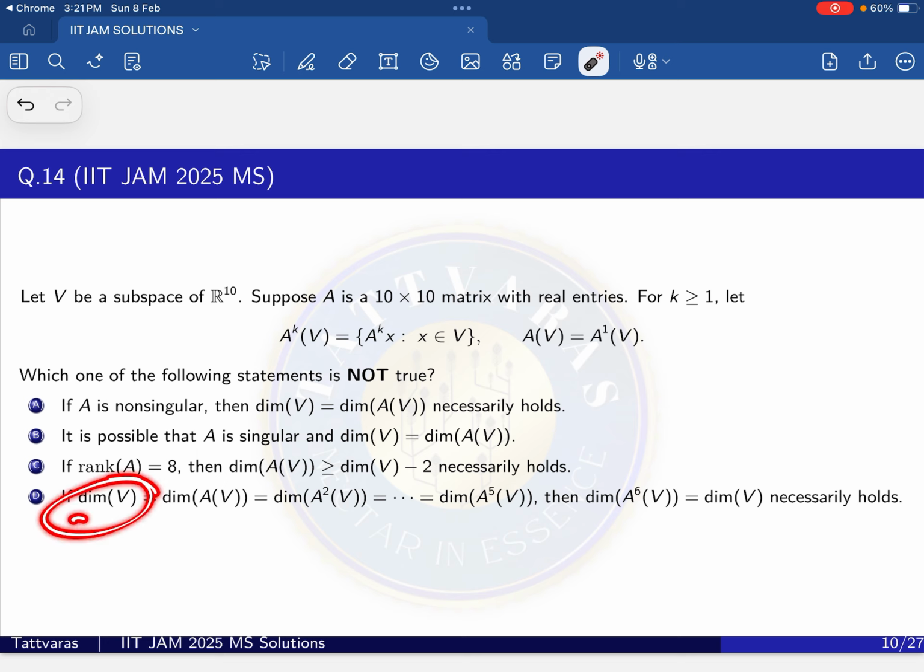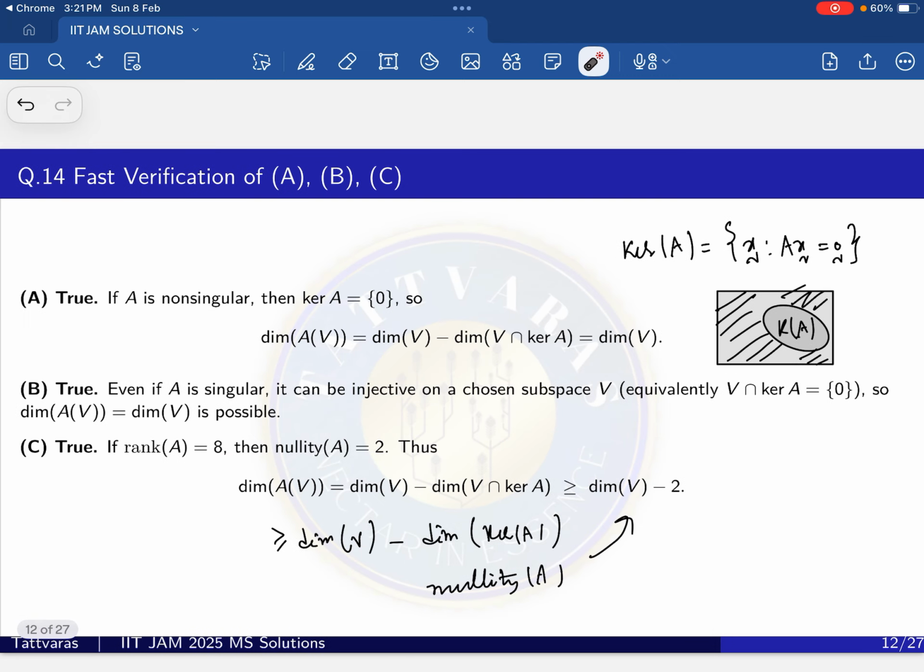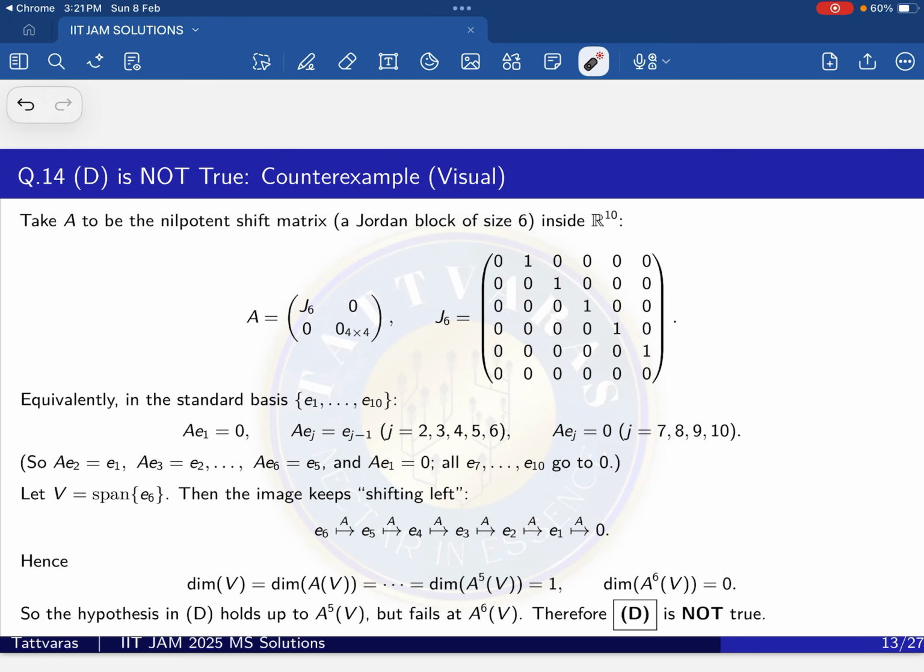It says that if dimension of V equals dimension of AV equals dot dot up to A^5 V, then necessarily dimension of A^6 V should be equal to dimension of V. So that means you are taking higher powers of A, and all the image spaces have the same dimension up till 5, A power 5. Then you are concluding that for A power 6 also you should have the same dimension. The dimension should be retained, but that is not true in general, and that is shown by this counterexample. This might seem a little tricky, but it would be very helpful in a conceptual manner.